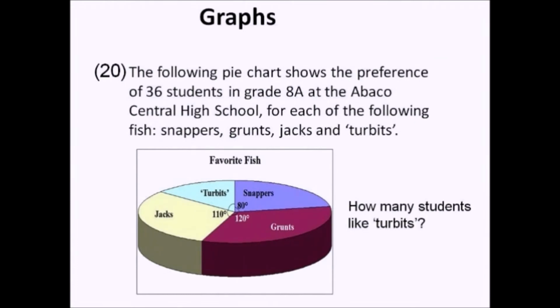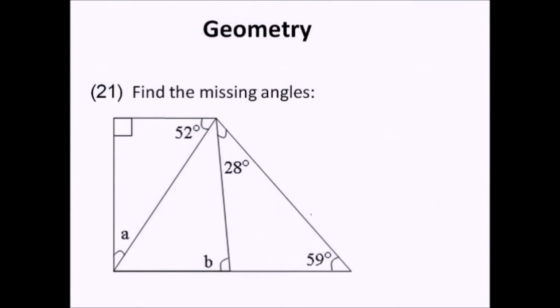The following pie chart shows the preference of 36 students in grade 8 at the Abaco Central High School for each of the following fish: snappers, grunts, jacks, and turbots. How many students like turbots? Well, you know, we call them turbots, but they're queen triggerfish. We just say turbots. So go ahead, work it. Do it quickly. And we go on to number 21, geometry.